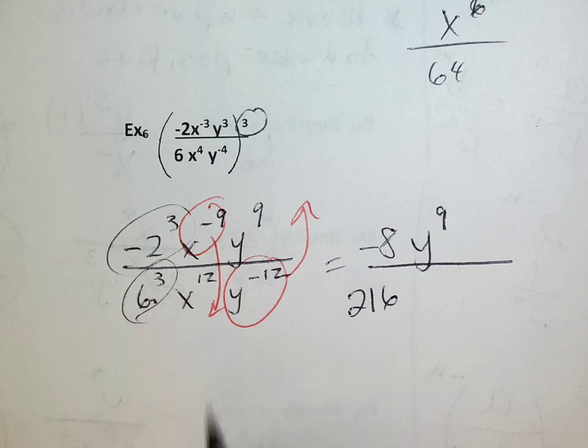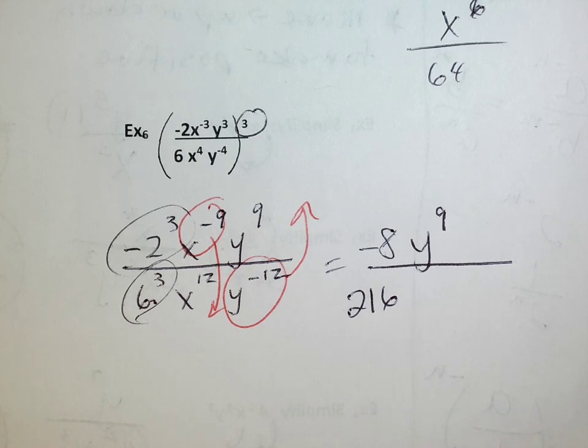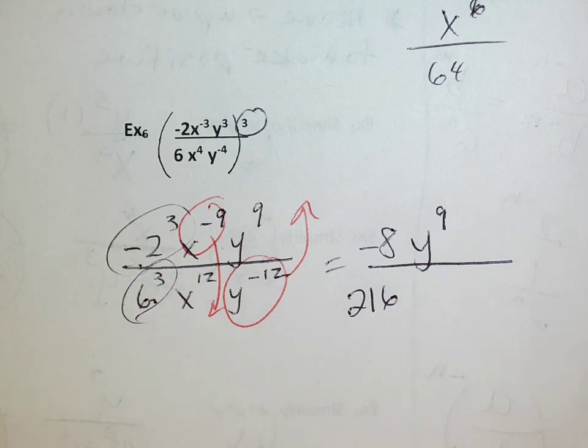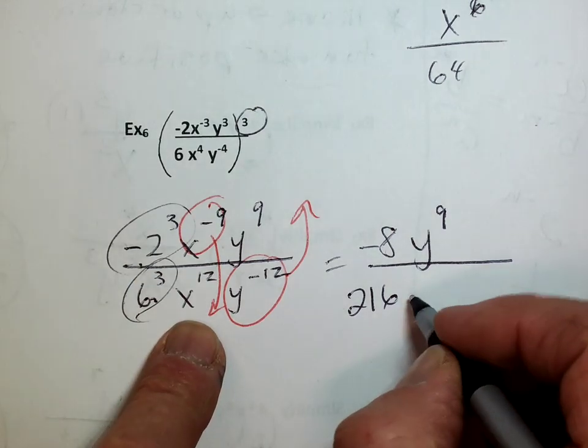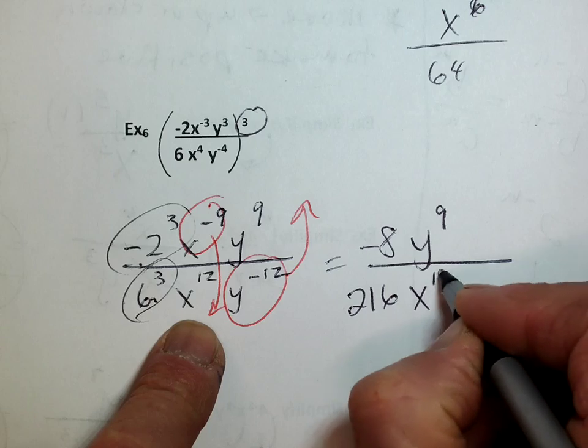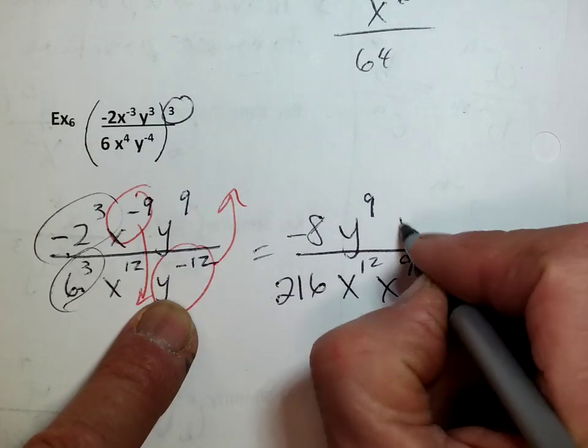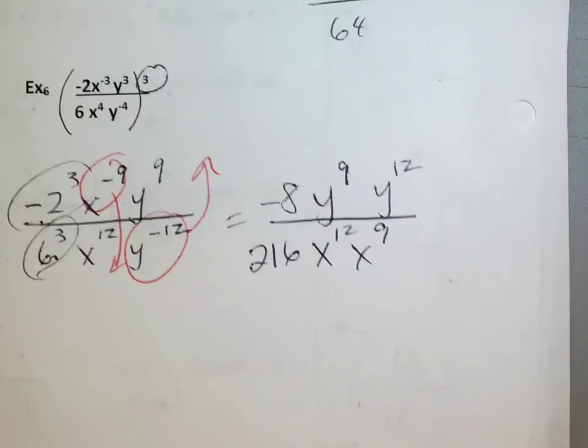Wait, wouldn't it be a positive 8? Because you're doing negative 8 times negative 8, and then the positive, or no, never mind. It's okay. This x to the 12th is here, but I brought down my x to the 9, and this y to the 12 comes up. So I'll give you a second to see what I did.